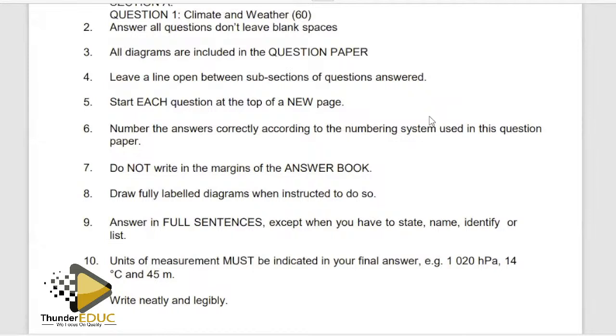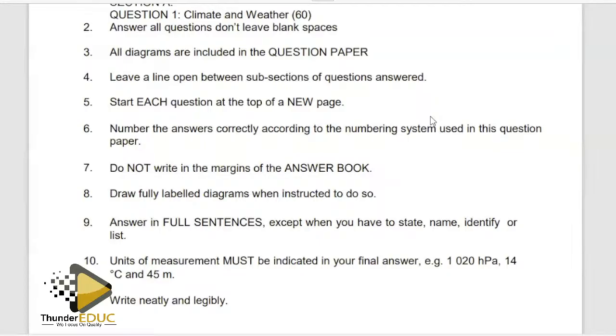Instruction number 9 says answer in full sentences, except when you have to state, name, identify, or list. Which means when we have 2-mark questions, you must write a full sentence. You must write a full statement. When you are supposed to explain, explain fully. When you are supposed to describe, describe fully. When you are supposed to comment, you are supposed to comment fully in a full sentence.